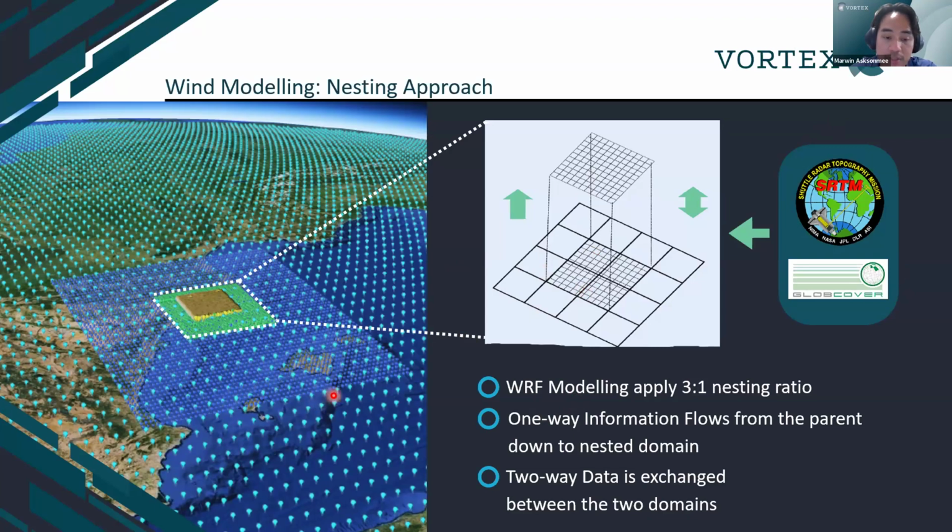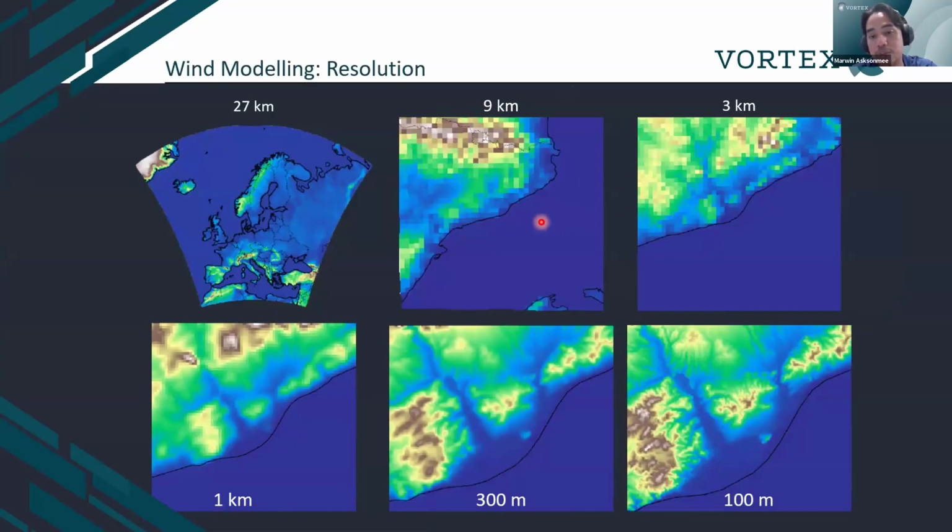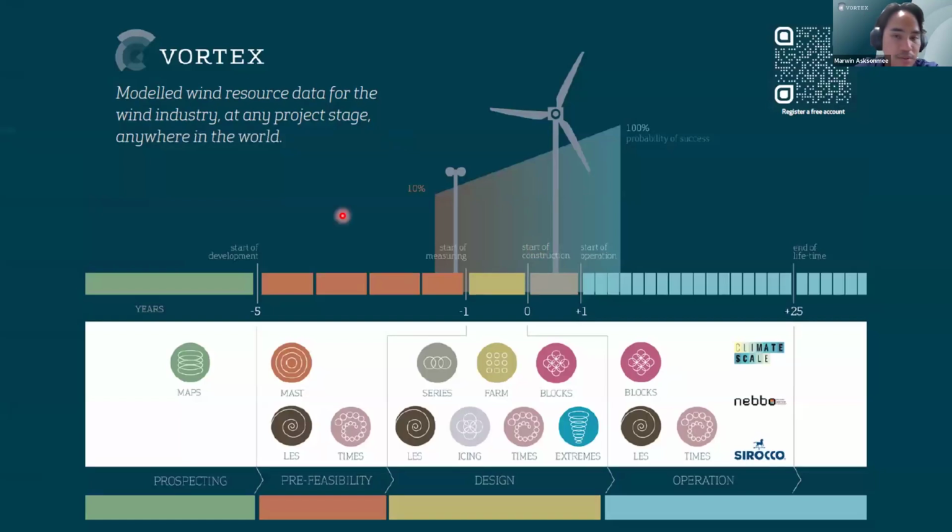From 27 kilometer resolution, we downscale to 9 by 9. As you can see, from 9 by 9, we repeat the process to 3 by 3, then 1 by 1 for the mesoscale. And then for the microscale, we keep on pushing the area down to 300 meters and finally 100 meter resolution. That is the highest resolution we can go. This multi-step approach ensures that the data you receive is both accurate and tailored to your specific site conditions, moving from global scale information to highly detailed project wind data for micro-siting. That's basically our methodology, simplified.